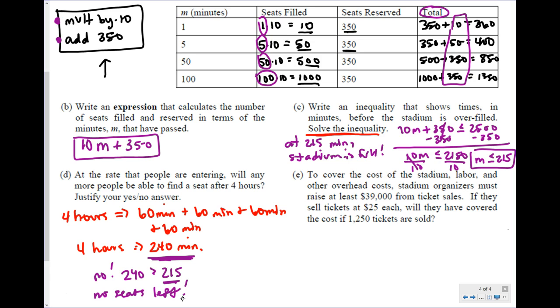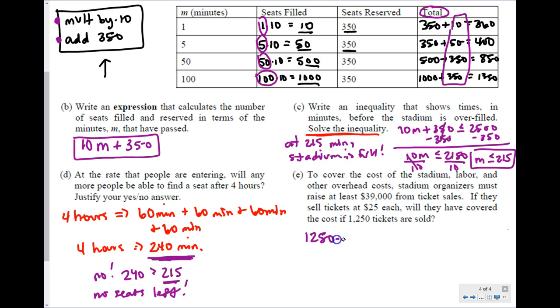Let's move on to E. To cover the cost of the stadium labor and other overhead costs, stadium organizers must raise at least $39,000 from ticket sales. If they sell tickets at $25 each, will they have covered the cost if 1,250 tickets are sold? Okay, well, that means that if I sell 1,250 tickets and they each cost $25, is that going to be enough? Is that going to equal 39,000?